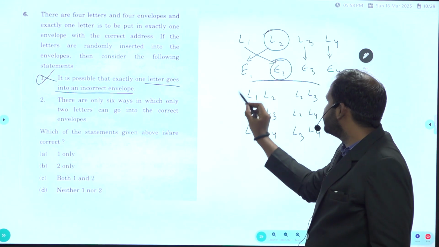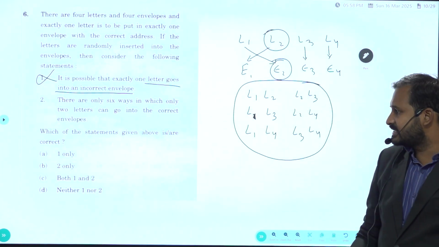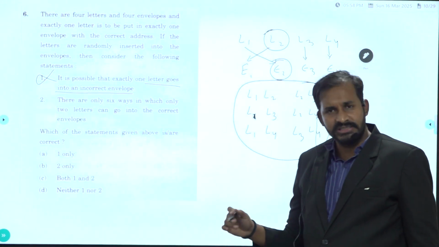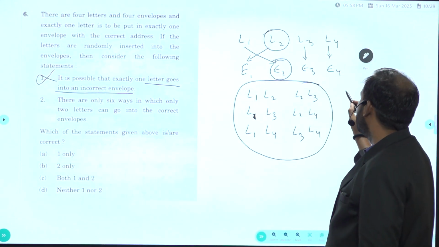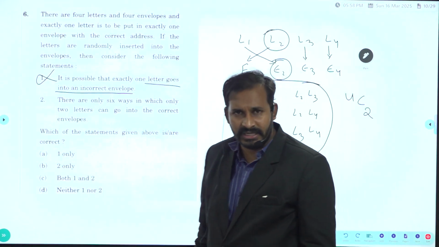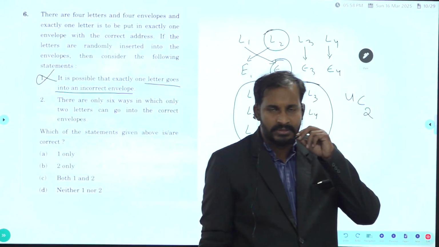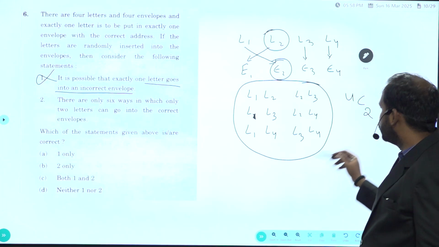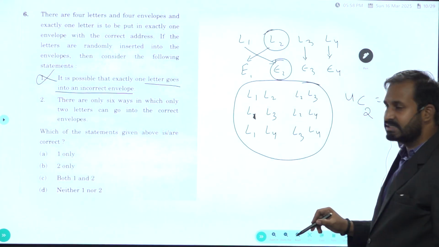So a maximum of how many chances did I get here? 6. Or if you want to do it with the help of a formula, you can do 4C2. Out of 4 letters, 2 should go into the correct envelope. So 4C2. If you solve this 4C2 also, you will get the answer as 6.